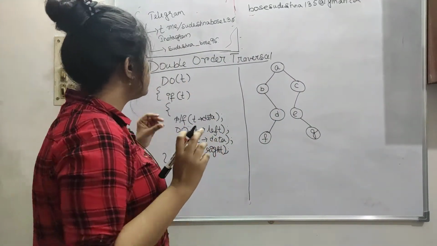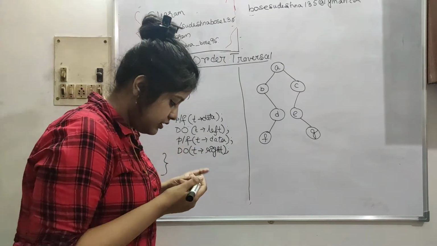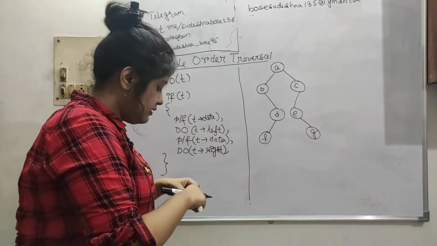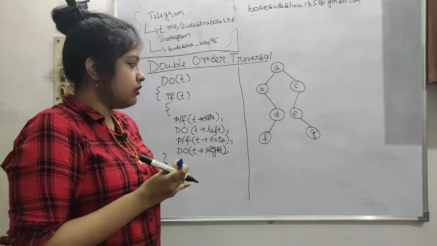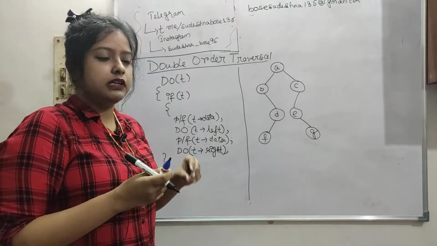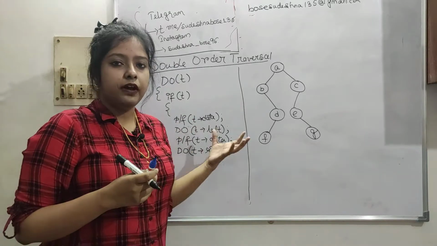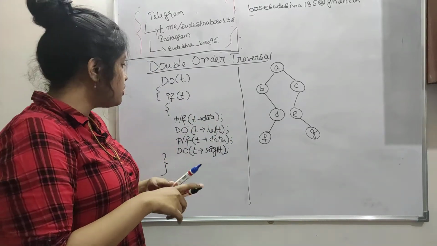So we will start with double order traversal today. This is our recursive program. You don't have to write all these recursive programs, but you have to evaluate them to find the correct option. So let's start.